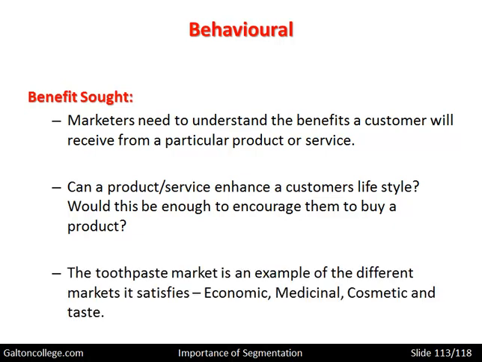The toothpaste market is an example of the different markets it satisfies. So it's economic, medical, cosmetic, and taste. So when we buy toothpaste, we look at the price of the toothpaste. But it's medicinal as well. It's good for us. It's good for our gums and it's good for our teeth, and so we buy toothpaste. It's cosmetic. It makes us look good as well. We have nice teeth, so it's nice when people smile.